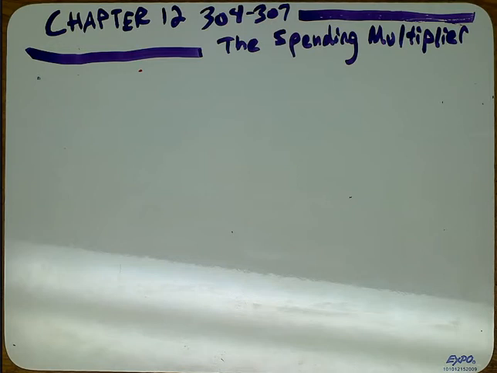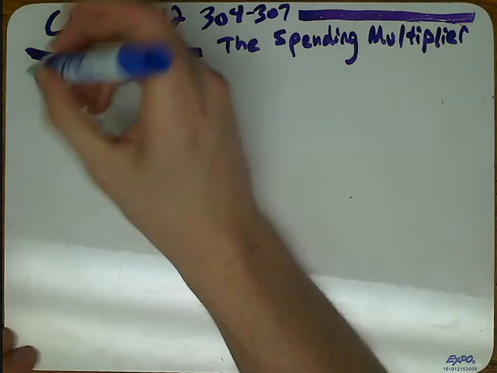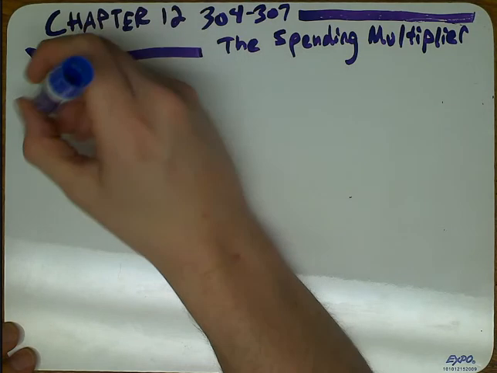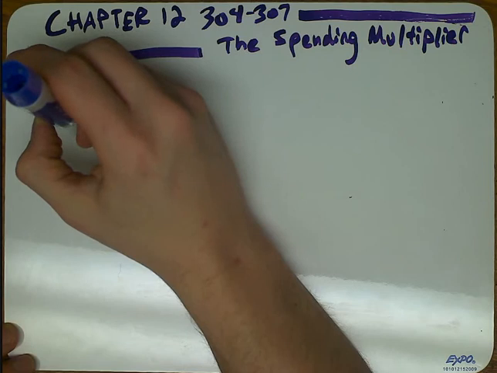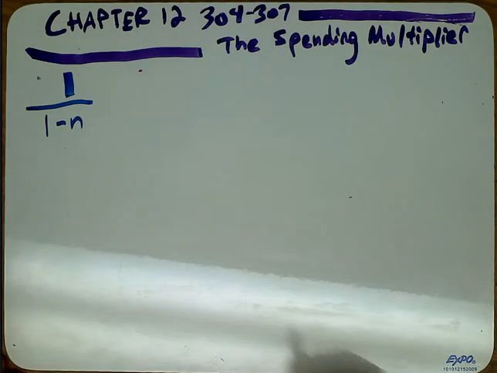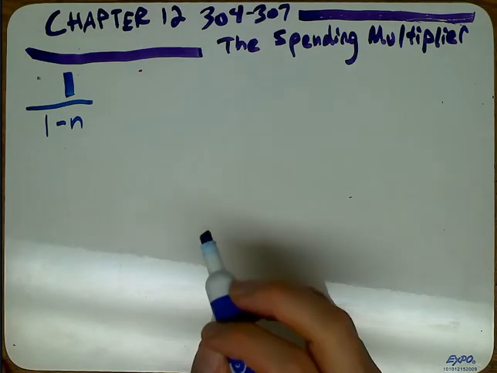The multiplier is a formula. You need to know it. It's something you need to memorize. And it is the sum of a geometric series. Not to get too math on you, but the sum of a geometric series is 1 over 1 minus n. And normally n refers to the ratio by which a series changes.